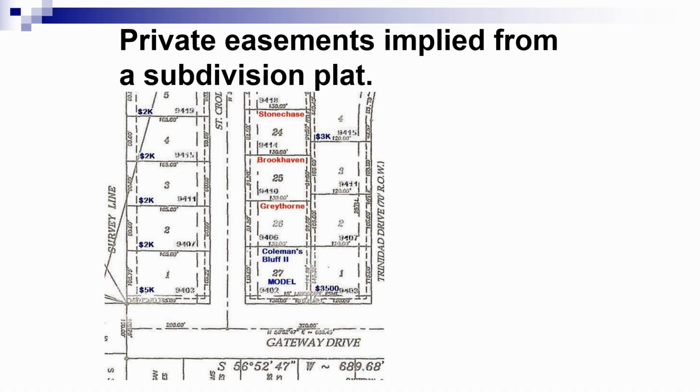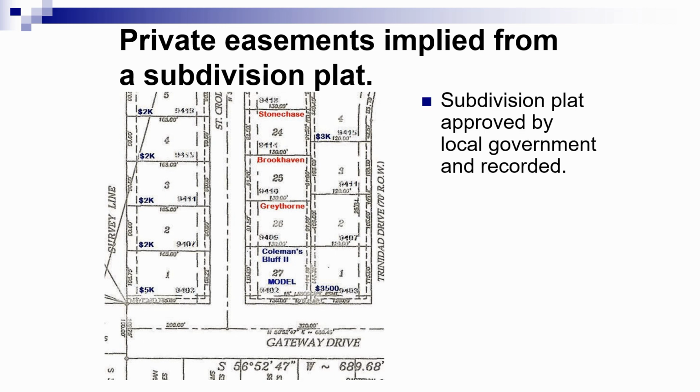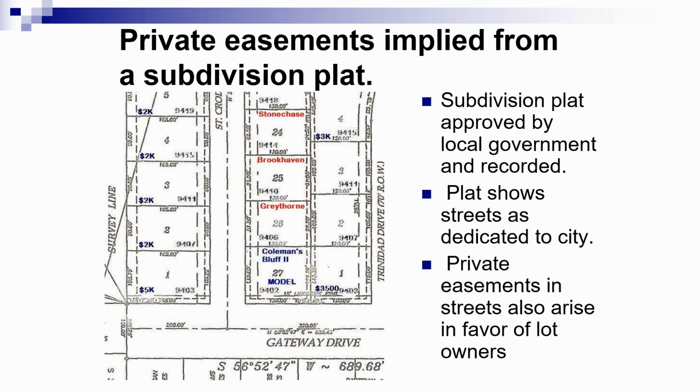When we have public street easements that are created on a subdivision plat, and commonly the plat will actually state that it's a public street, then not only are there public easements in favor of the local government for the streets, but at the same time, private easements are also implied. If that subdivision plat is approved by the local government and recorded, and the plat shows the streets as dedicated to the city, private easements in the streets also arise in favor of the lot owners. Now you might think that's not very important because it's a public street anyway.